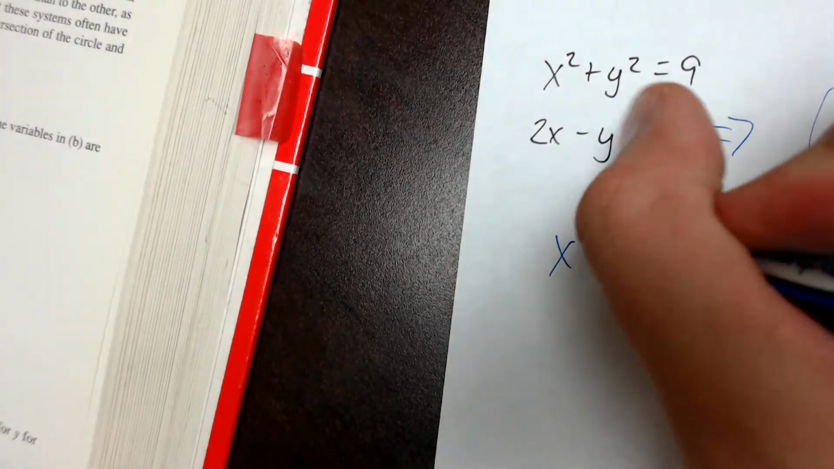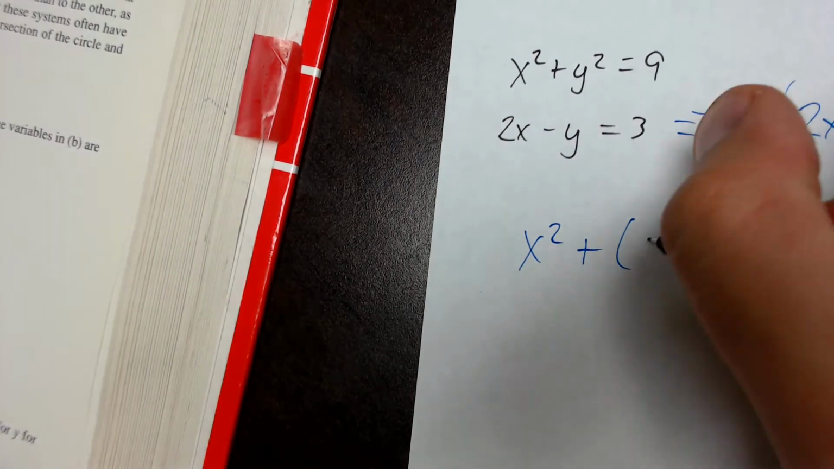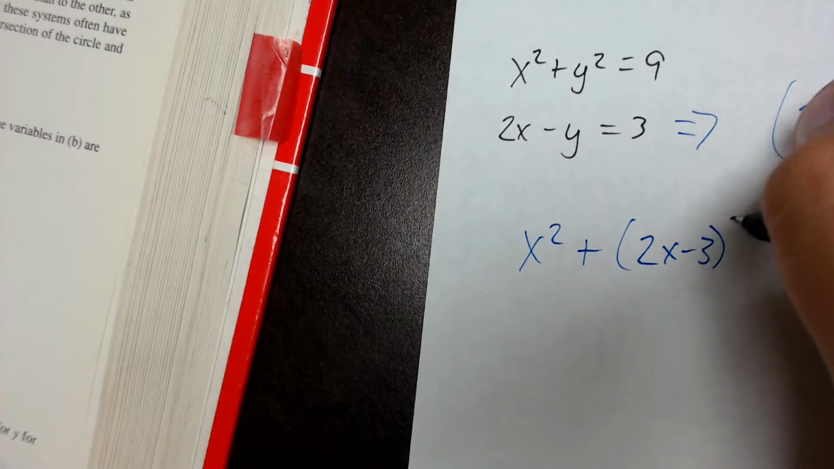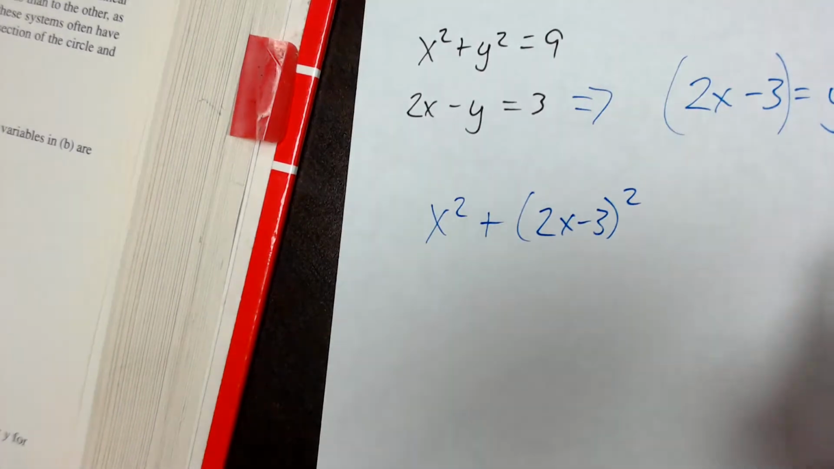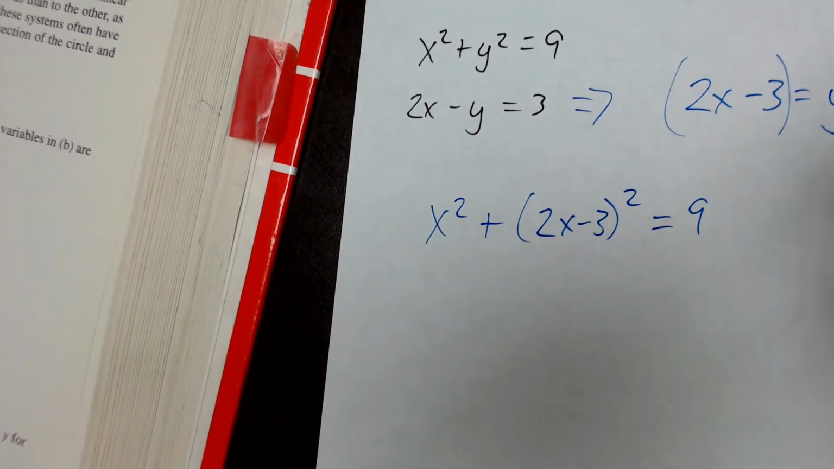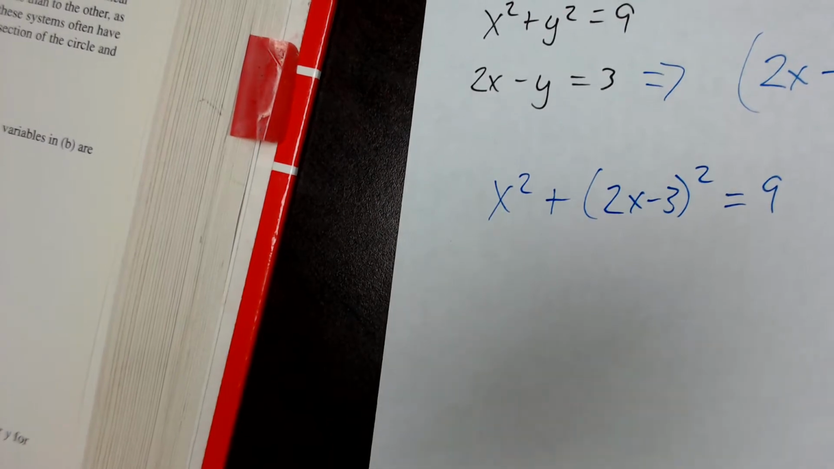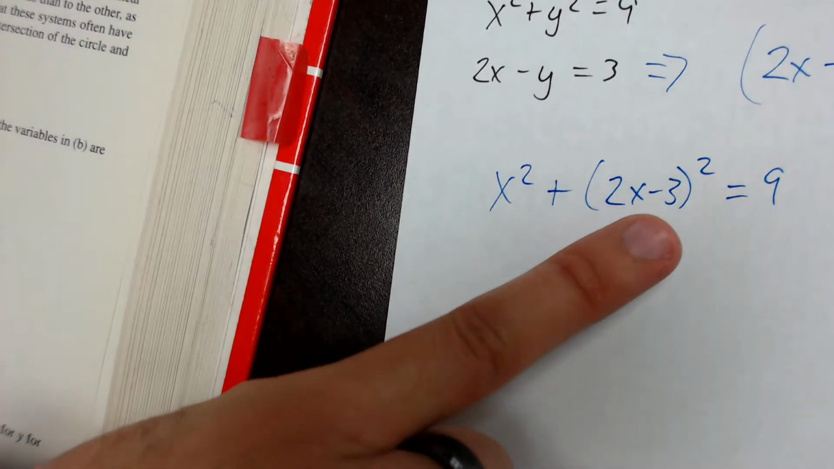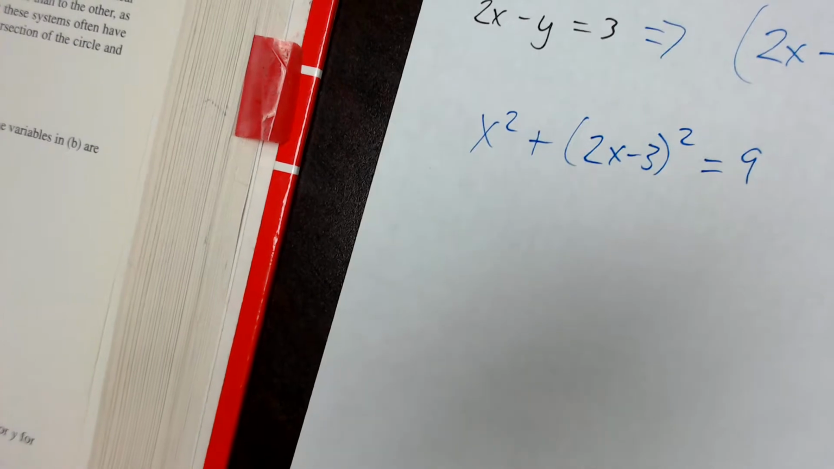So I have x squared plus parentheses 2x minus 3 squared, which is the y squared, and that's going to equal 9. Here I'm going to FOIL, and it's okay that I'm foiling here because I've only got one unknown.